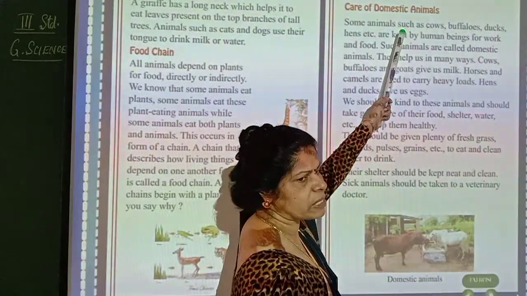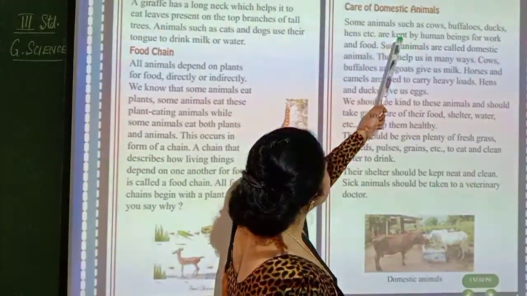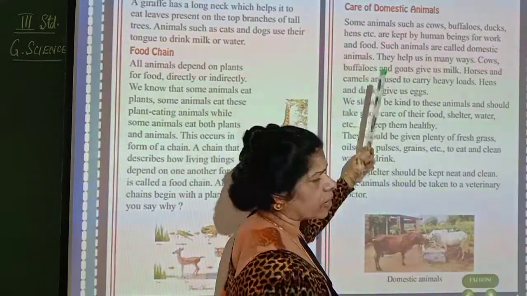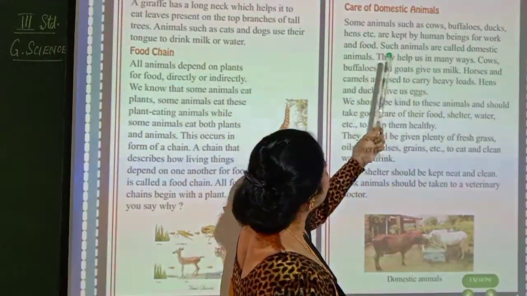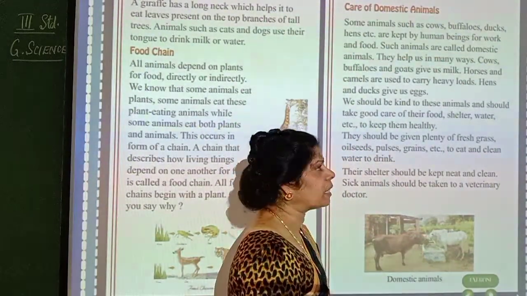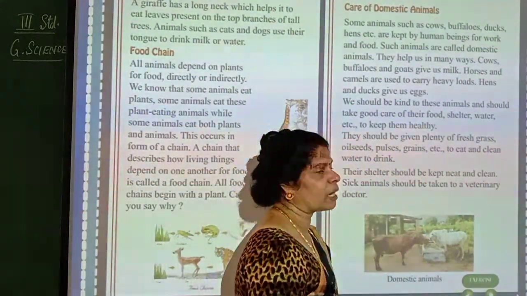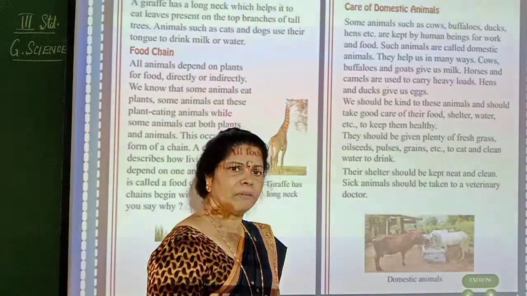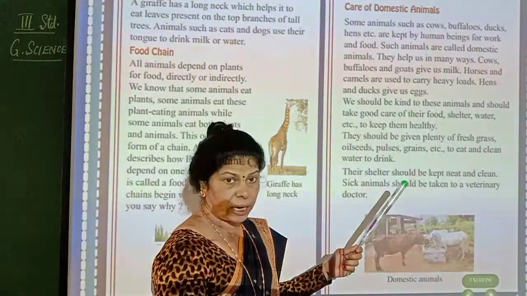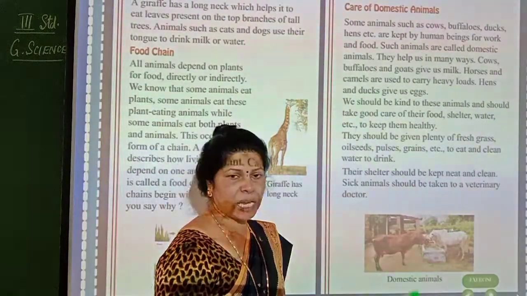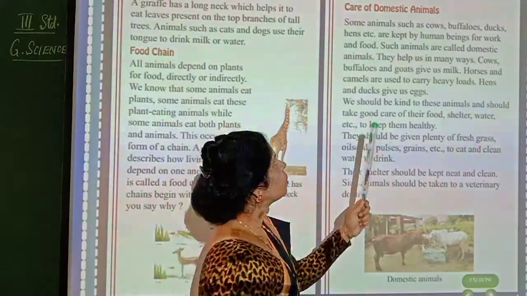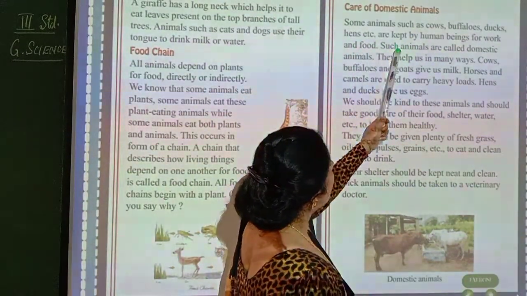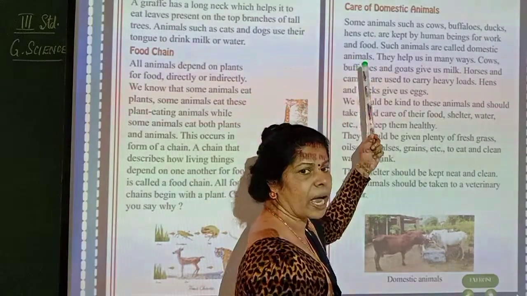So, care of domestic animals. Some animals such as cows, buffaloes, ducks, hens, etc. are kept by human beings for work and food. So you use these buffaloes and cows for earning your livelihood, plus for food also, because there are people who eat the flesh of these animals also. Understood?